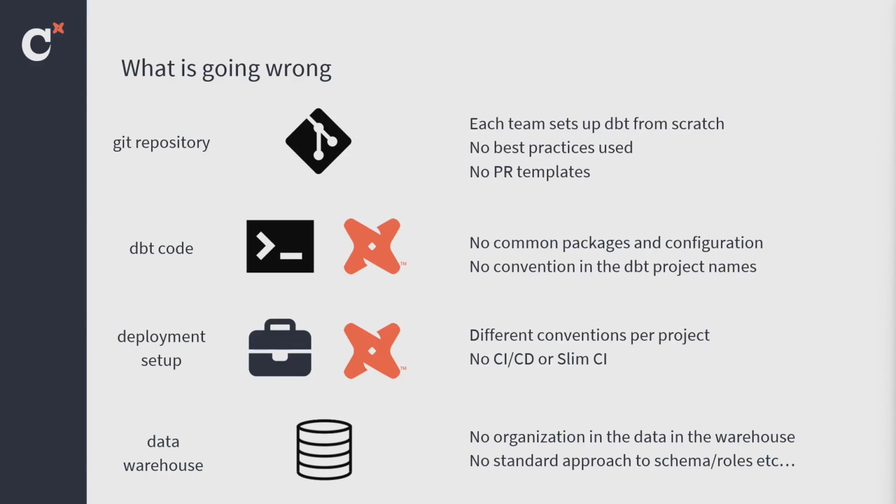On the deployment side, some teams might be quite familiar with how dbt works, and then they know how to set up Slim CI and CI/CD. Some teams might not be able to do that. So this can really easily become a big mess, even if we don't talk about the data warehouse, where maybe each team is going to name databases differently. They would have different naming conventions for their roles, their access. Like it can really be a big mess.